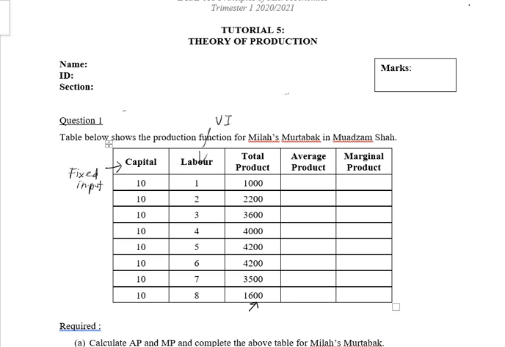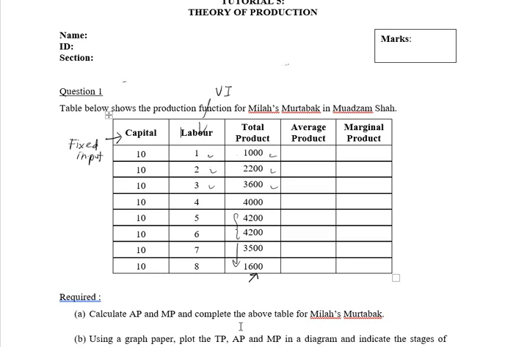Now what you need to do here is calculate the average product and the marginal product. You are given different numbers of labor, and the production for each number of labor. When you increase labor from 1 to 2, 2 to 3, 3 to 4 and so on, the production will change. In the beginning the production increases until it reaches a maximum level, and then it starts to decrease. So you have to calculate the average product and the marginal product. That is for question A.